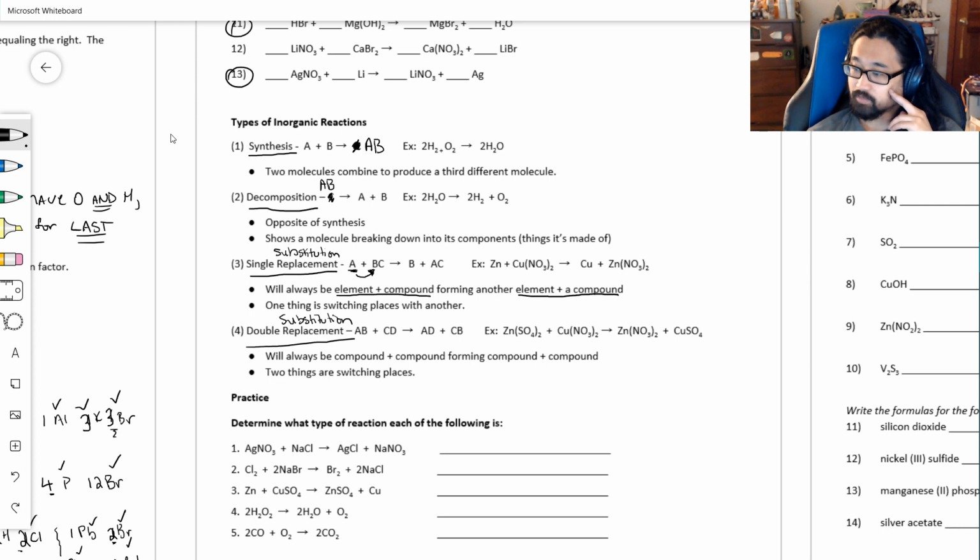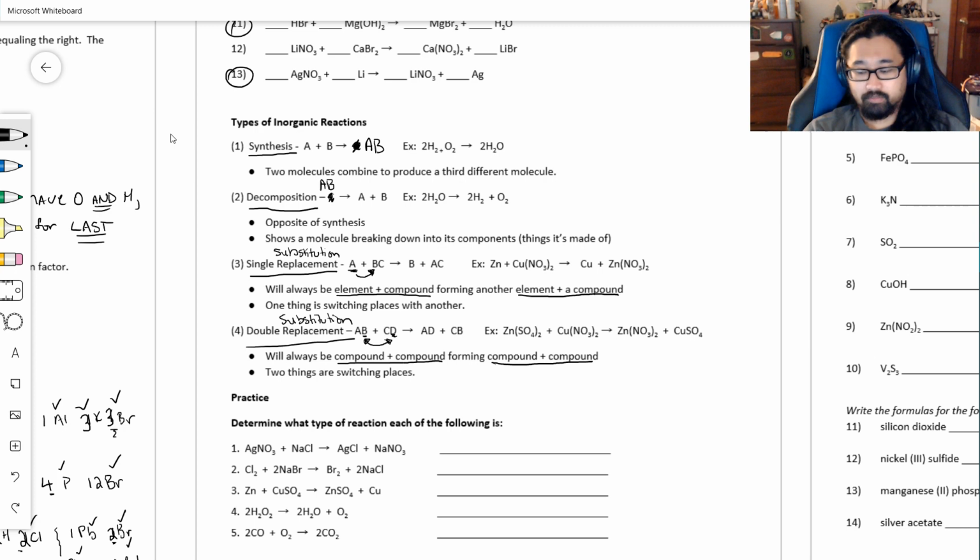For double substitution, what you'll see is that two things in two separate compounds actually flip-flop. So here the second half, this B and D switch partners. All right, it's a double substitution because two things are changing. And this will always be compound plus compound forms compound plus compound.